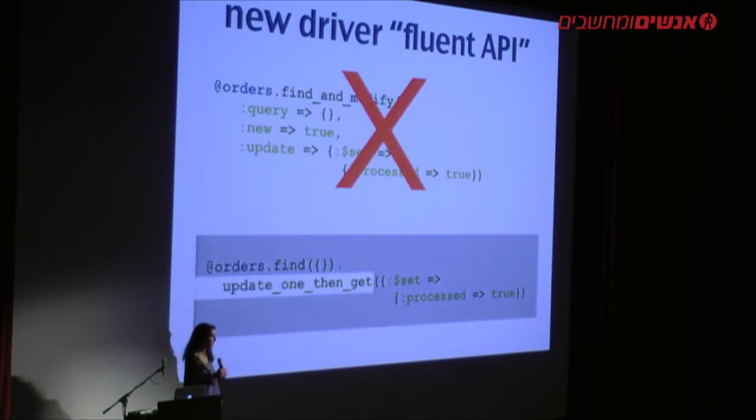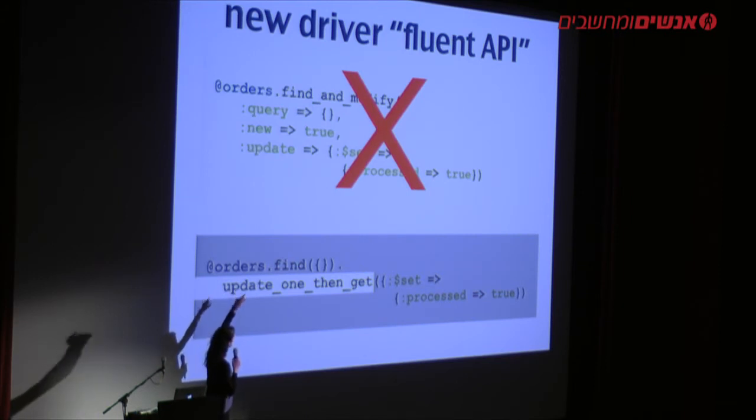So I don't know if it was obvious to you, but what find and modify is doing up there is updating one document based on a query and then returning it. You can do a find and modify that returns the old document by saying, I think, new false, and then you can do all this other crazy stuff. But we decided to make things easier for users to understand by creating methods and functions across all of the drivers that use this natural language: update one then get.